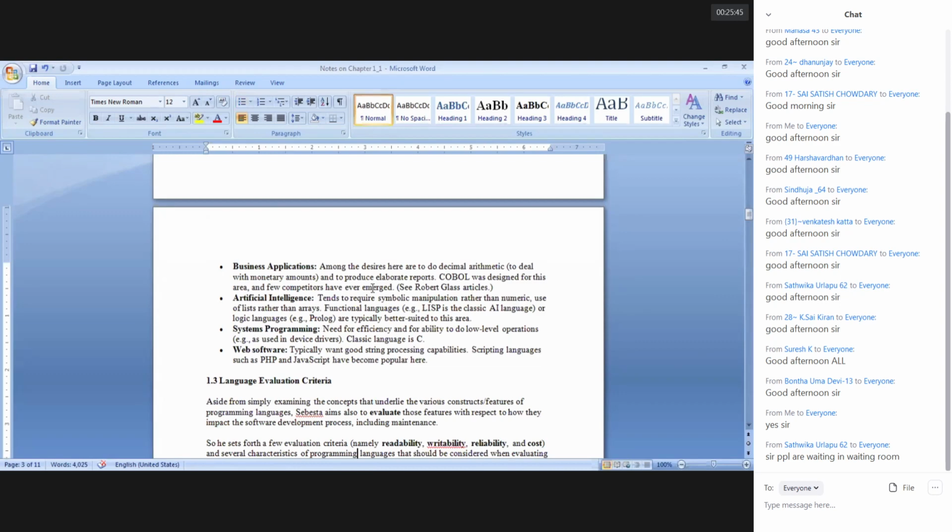Likewise, business applications is one domain. Among the desires here are to do decimal arithmetic, to deal with monetary amounts, and to produce elaborate reports. In business, people need more reports for understanding quickly and for making decisions quickly. Right? COBOL was designed for this purpose.